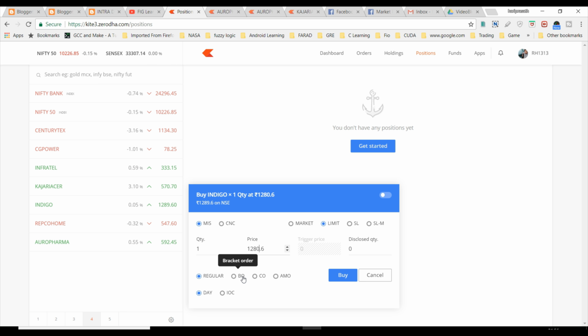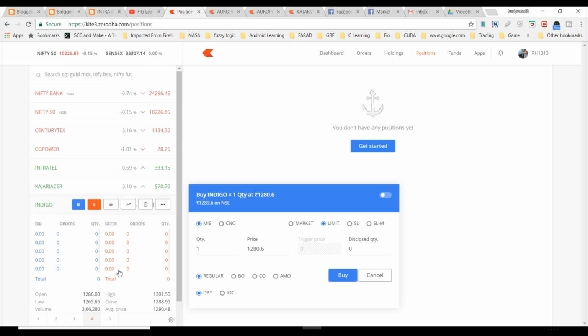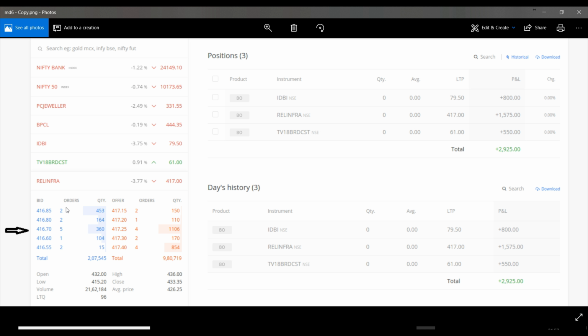You have to check your trade panel. In the trade panel, there will be an option called market depth. This market depth will show you all the orders which are waiting in the queue to be processed. Here in Reliance Infra, if you see, there are orders at 416.85. The maximum quantity is 453 and the number of orders is 2, so it's 906. But that's not the maximum volume. If you see 416.70, it is 360 into 5, so around 1800 stocks are waiting to be executed at that price. You have decided that you are going to go long.